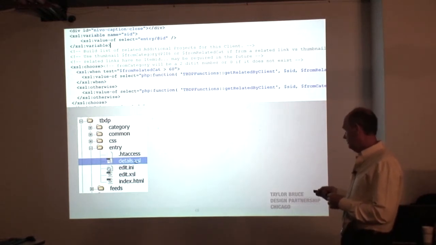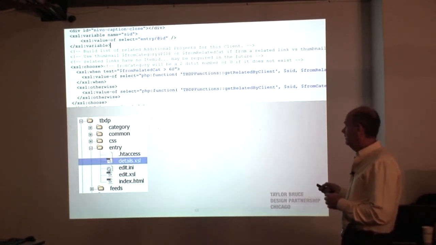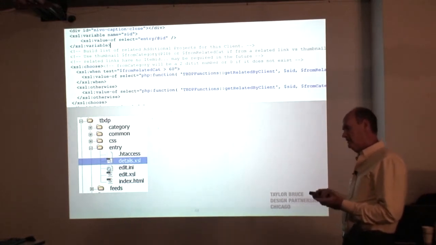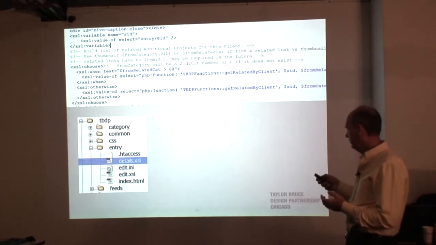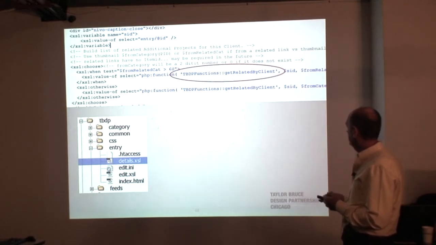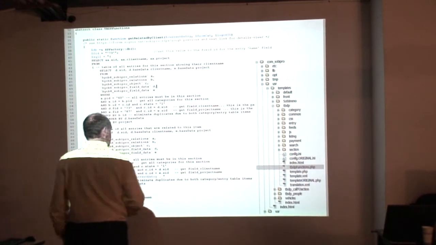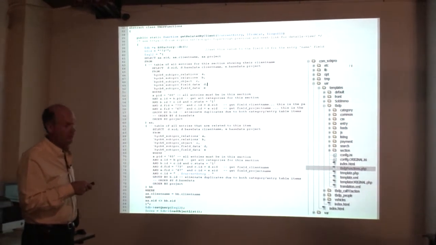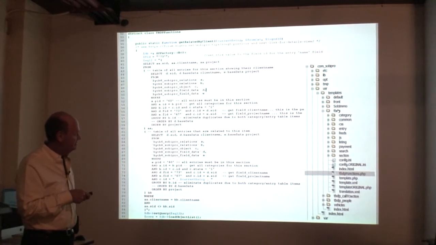But this, along with other XSL files, is available to you. This one is for the entry. There are other ones for categories. There are other ones within com_content. This is a similar type of structure. So I'm going to be calling this PHP function that I created called getRelatedByClient, and Justin, this is the structure. I'll get into this in a second. So com_sobipro, and then user, and then templates, and then for each section, so I have a TBDP.